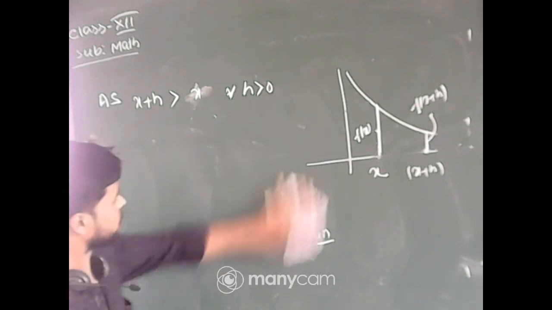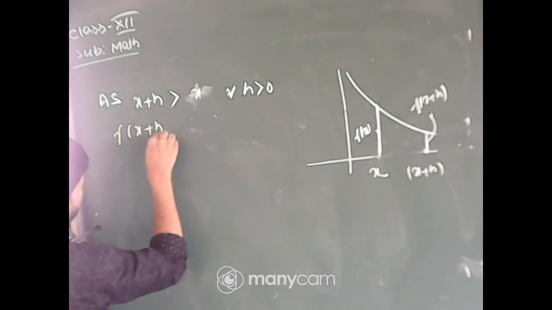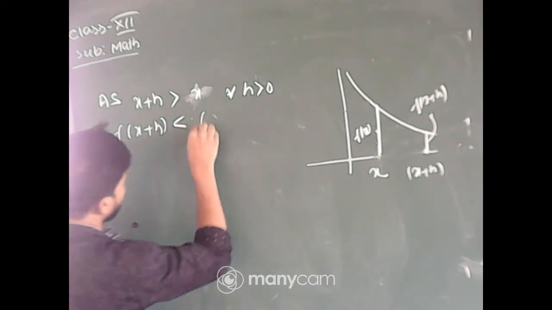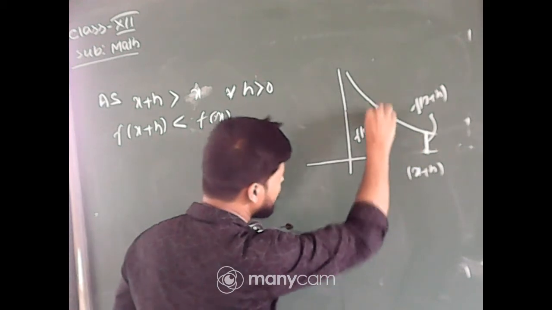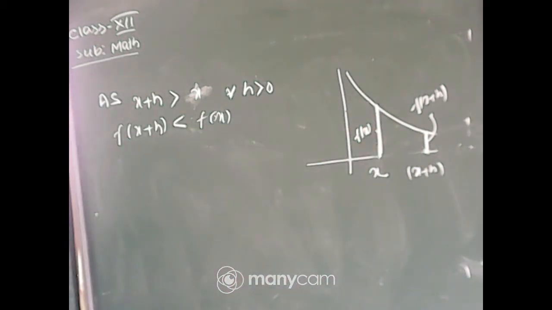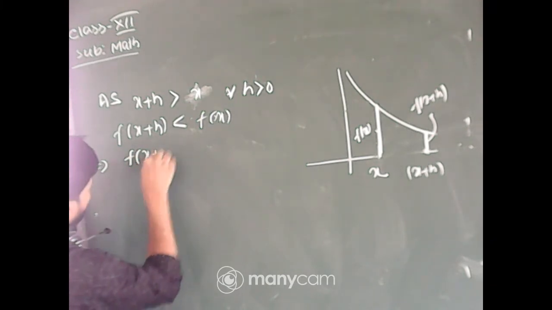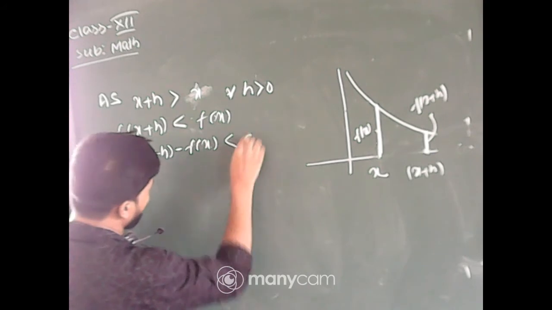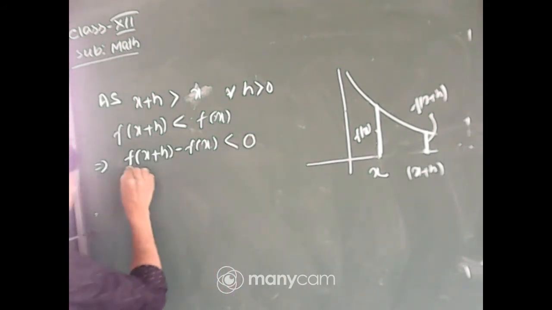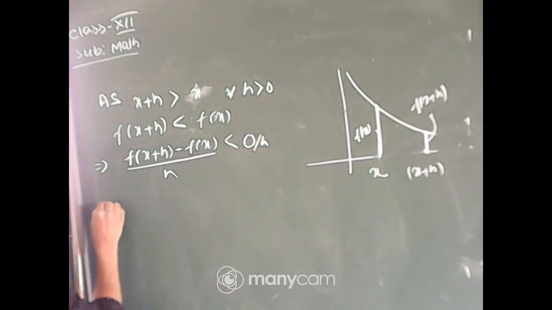That means f of x plus h will be less than f of x. So f of x plus h minus f of x will be less than 0. Now divide it by h and take the limit.